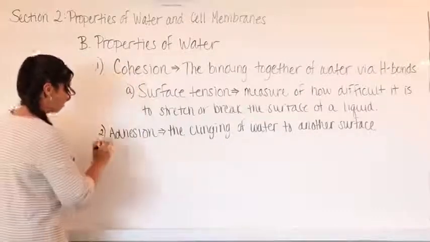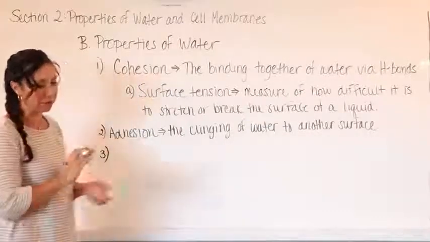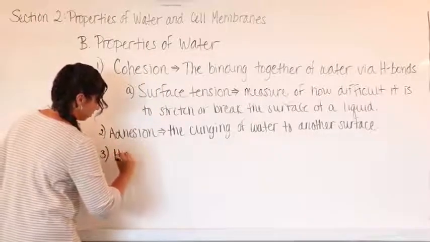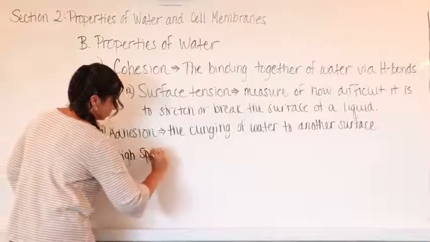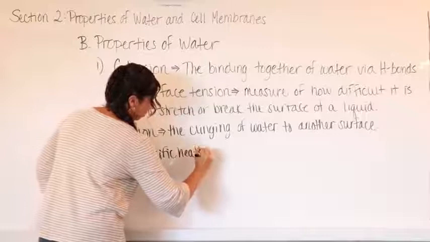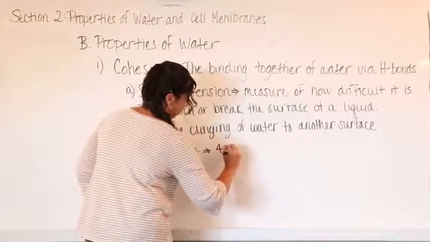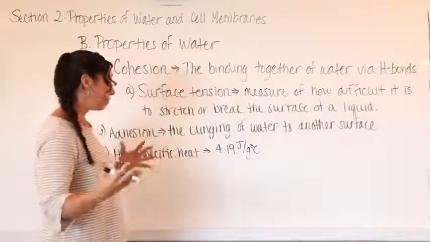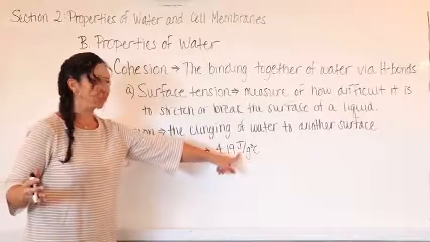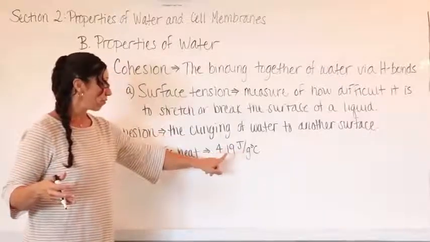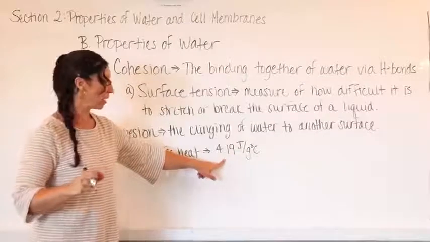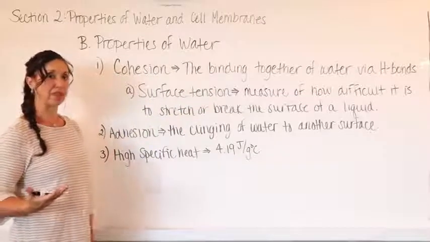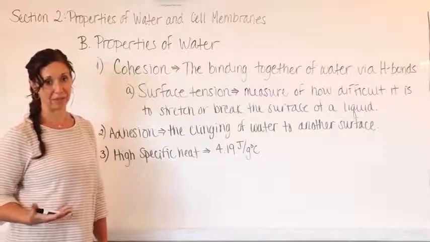So that's adhesion. Another property of water we have is specific heat, specifically high specific heat. So the high specific heat of water. And there's a number for this. You have 4.19 joules per gram degree Celsius. You're like, what in the world does that mean? If you haven't had chemistry yet, this is what it is. Joules is a measurement of energy. It takes 4.19 joules, a measurement of energy, to raise 1 gram of water 1 degree Celsius. That's actually a lot. Most liquids out there don't have that high a specific heat.